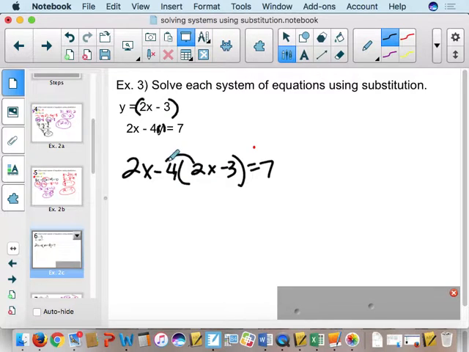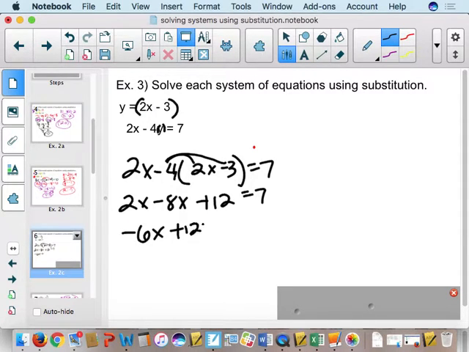So distributing, let's pay attention to our signs here, okay? So 2x, now negative 4 times 2 is going to be negative 8x. Negative 4 times negative 3 is going to be a positive 12. Combining like terms, we have 2x and negative 8x. That is a negative 6x. And we still have our positive 12 equals 7. We're going to subtract 12 from both sides. You're going to get negative 6x equals negative 5. Divide both sides by negative 6. And your answer is 5/6.